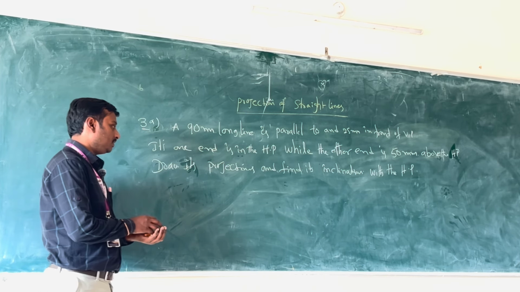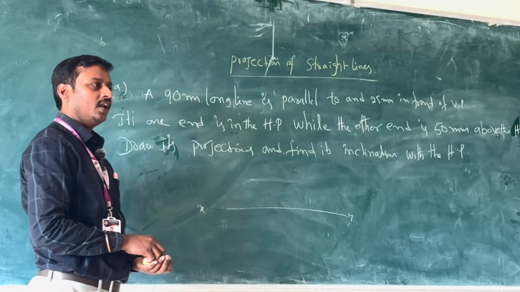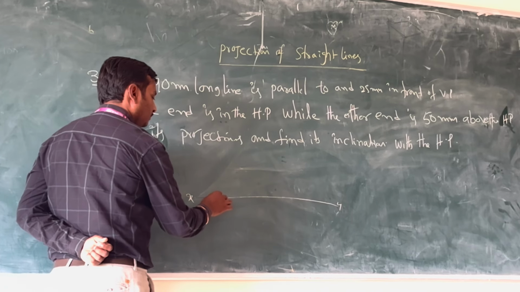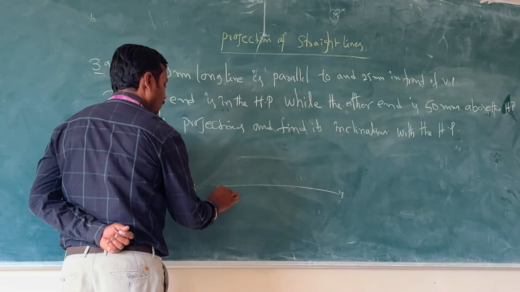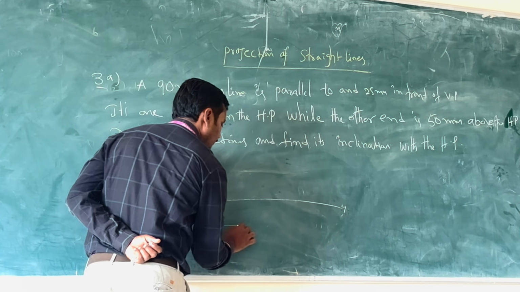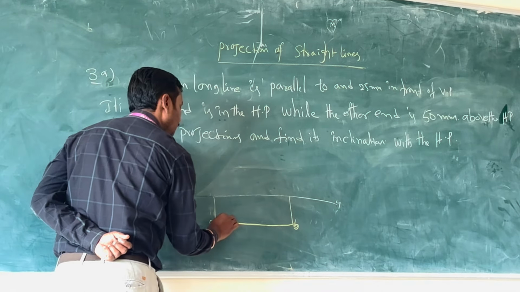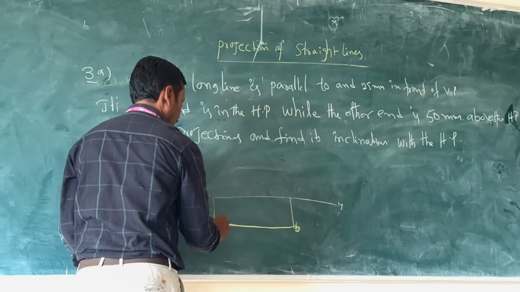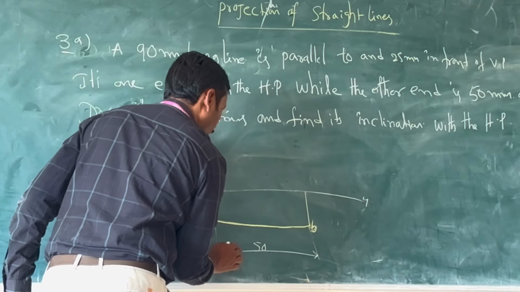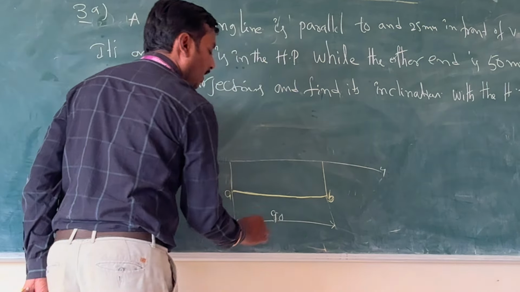Then see, first we have to draw the XY line. The line is parallel to VP, and in front of VP how much? 25 mm. A, B. What is this line's length? 90 mm, parallel to VP.